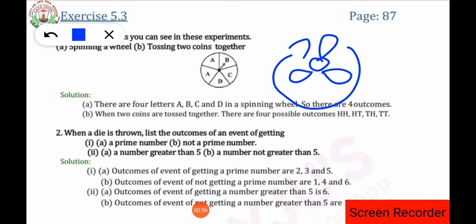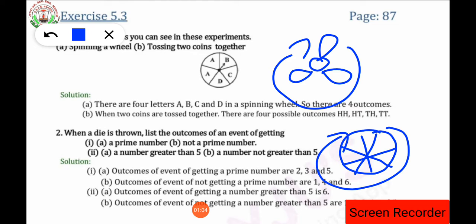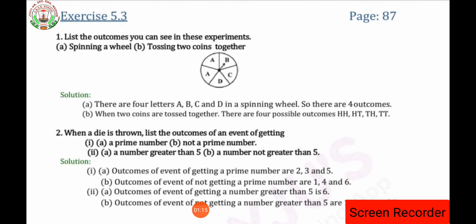So spinning a wheel, if we take the wheel of a cycle, can we rotate the cycle in the clockwise direction and the anti-clockwise direction? Of course we can rotate. How does the coin look? A coin has two parts. First is the head and the second is the tail. Also it is in the form of a circle. So spinning a wheel and tossing two coins together are both in the form of a circle, isn't it?